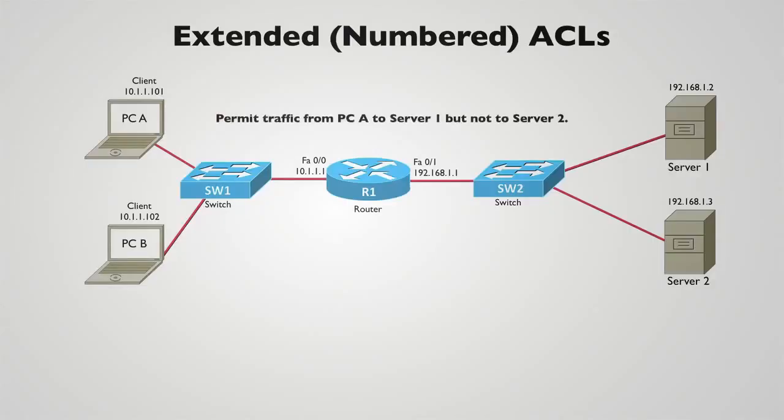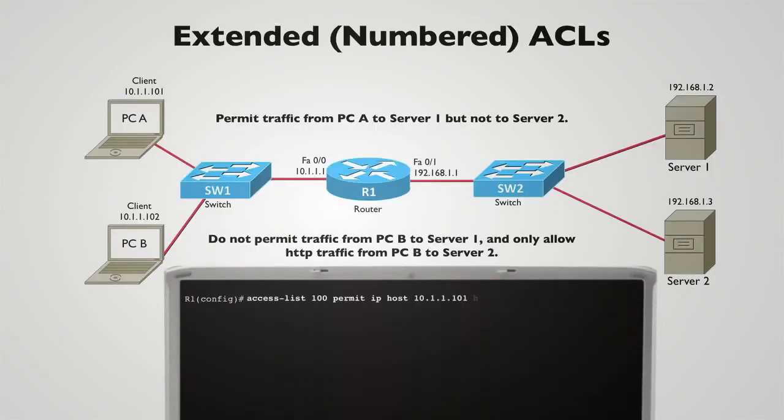On router R1, we want to set up an extended, and specifically this is going to be an extended numbered access control list as opposed to a named one, which we'll take a look at in the next video. We want to set up an extended numbered access control list to permit traffic from PCA to server 1, but not to server 2. And as far as PCB is concerned, we don't want PCB to be able to communicate at all with server 1, but it can communicate with server 2, but only using the HTTP protocol. How can we set this up?